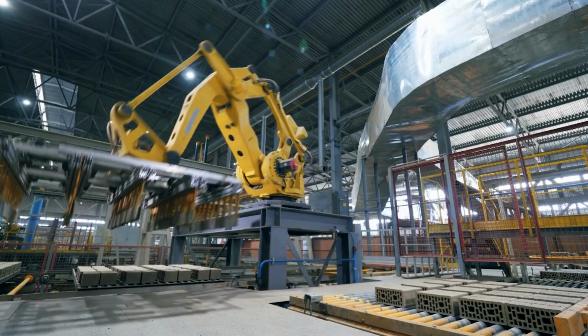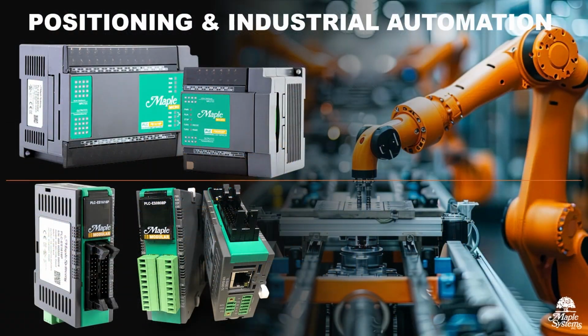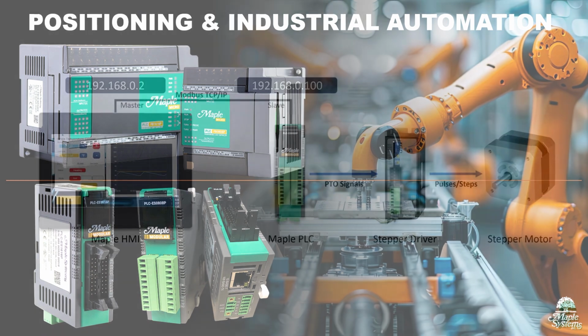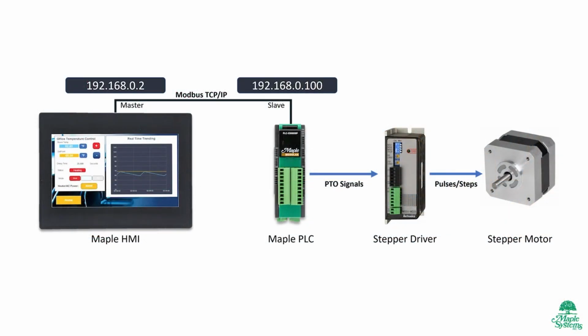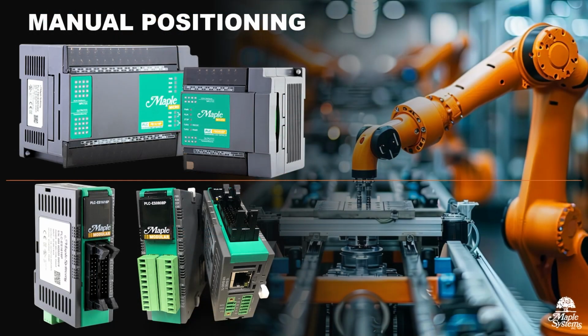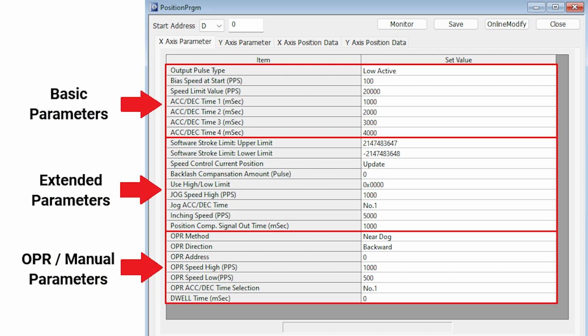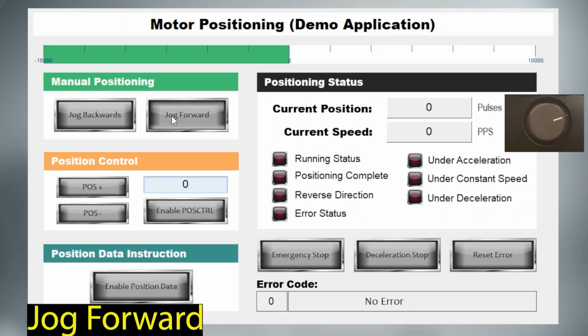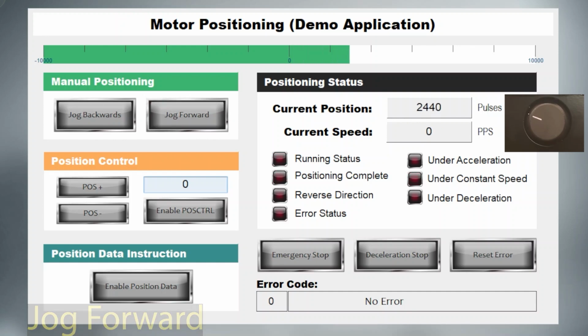In the previous video, we discussed the role that positioning plays in industrial automation as well as the communication setup using a Maple Systems PLC and HMI in the control and programming softwares MapleLogic and EB Pro. In part 2, we will be going over manual positioning as well as the basic and extended positioning parameters in MapleLogic. Lastly, we'll be demonstrating a live demo using manual control in ladder logic.